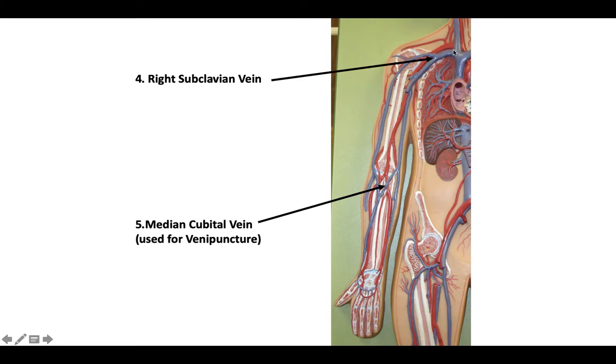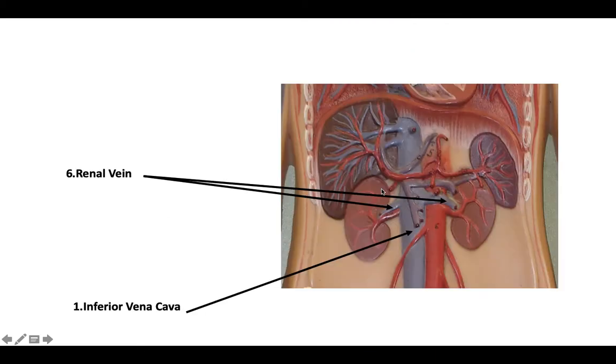If you go down the arm, that right subclavian vein, once it hits the arm, it really diverges. It really does a lot of splitting. The only vein I need you to know is this median cubital vein. It goes diagonal. It's right there where the crease is, and this is where you get a venipuncture. So this is what nurses and medical technologists are always looking for, that median cubital vein right here, diagonal, to get blood out of your body.